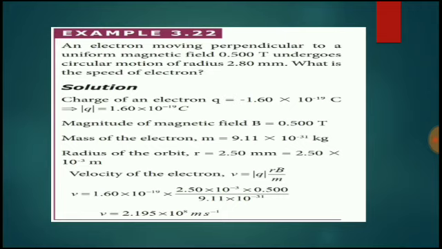Okay, so this velocity, 2.195 into 10 power 8 meter per second, is the velocity of the electron moving in a circular path.